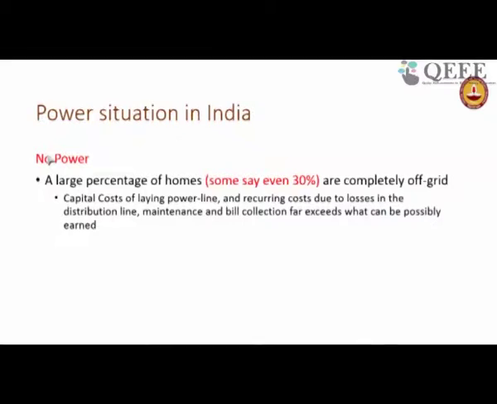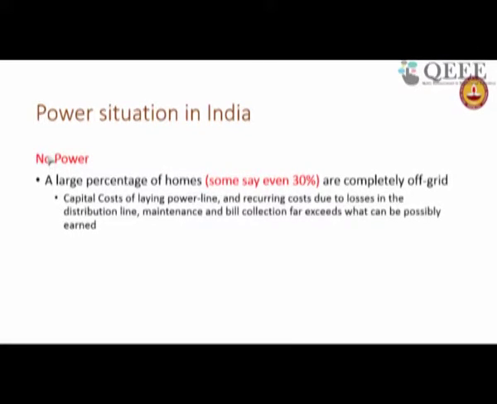Okay. Now, power situation in India: a large percentage of homes are not connected to the grid. The actual number is not very well known. Some reports show that it is about 30%. Of course, more recently the government is saying no, it is not that much, but we don't have authentic data. We don't know whether it is 30% or 20% or 18%. It really doesn't matter. 18% of 250 million homes is still 40-50 million homes. So a very large number of homes.